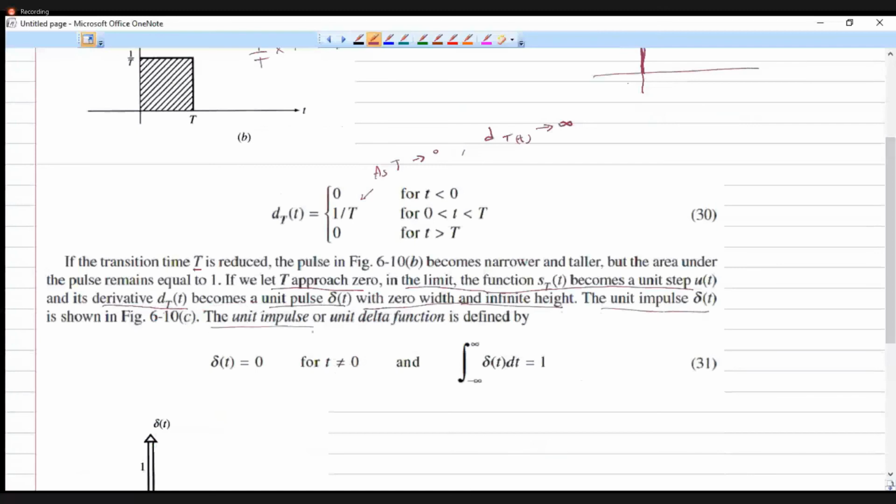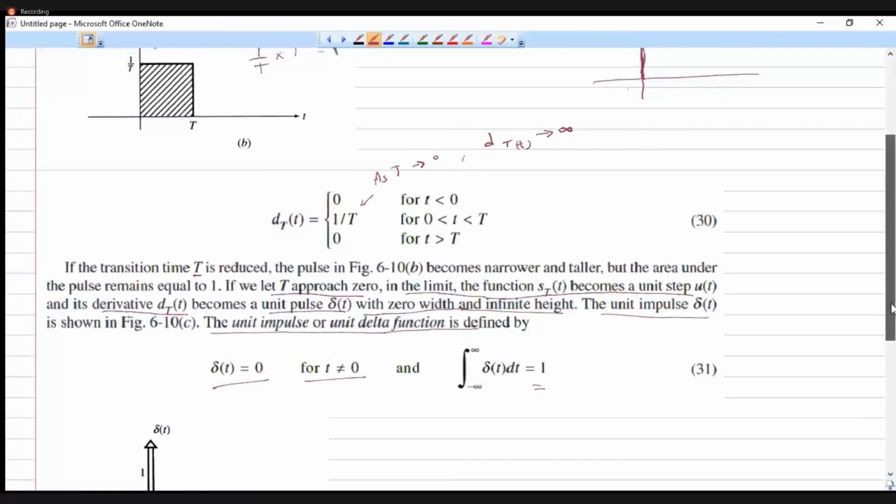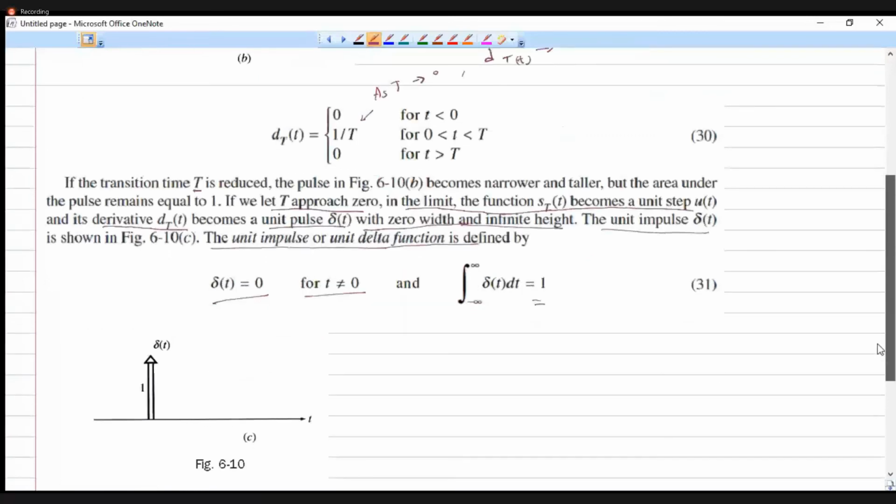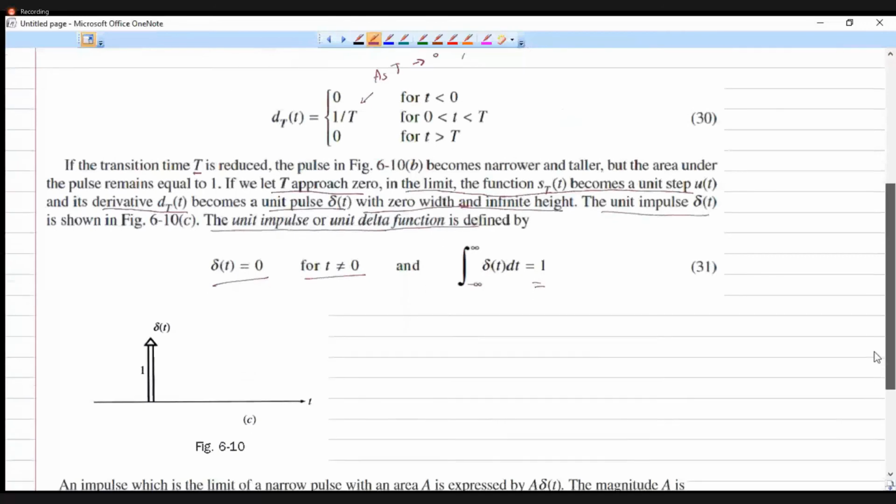The unit impulse or unit delta function is defined as delta of t is equal to 0 for t not equal to 0. So delta of t is defined only for t equal to 0, and the integral of delta of t will be equal to 1. That is why it is called the unit impulse function. Okay, the area under the delta function is equal to 1.